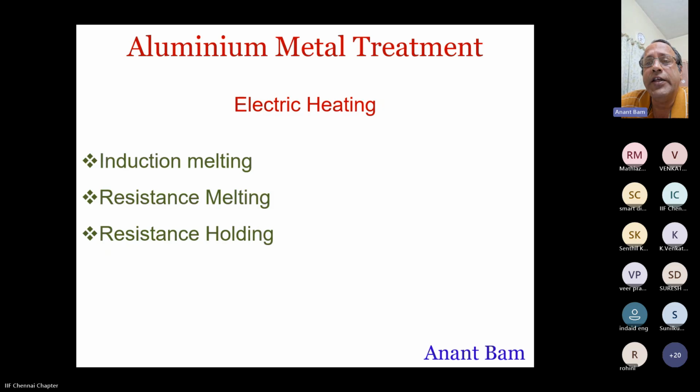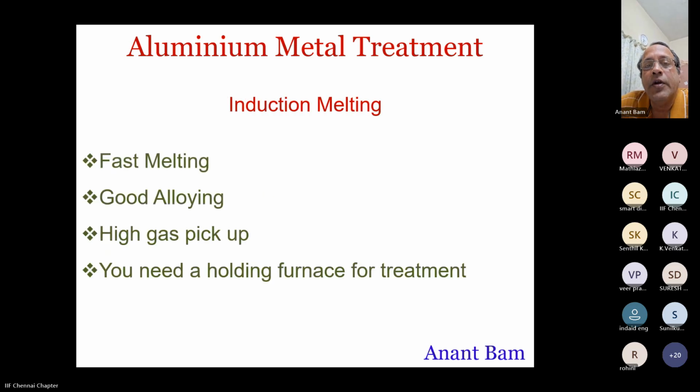In case of electric heating, there are 2 means, that is induction melting and resistance melting. And resistance mode can be used for holding the liquid metal in liquid condition as well. Features of induction melting: it's a very fast melting because energy intensity is very high in the crucible. Good alloying due to the churning. But again, the bad effect is that due to churning, high gas pickup occurs and also oxidation increases.